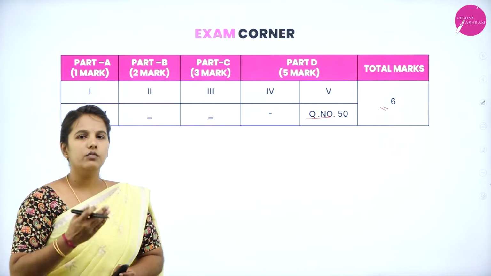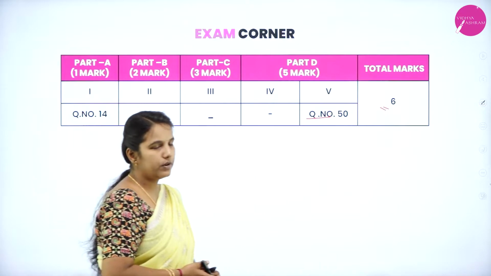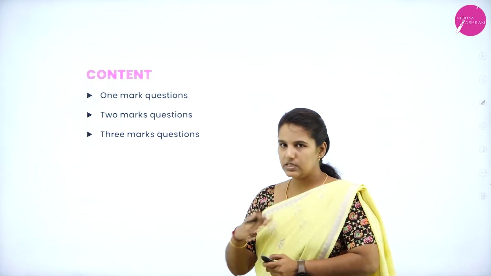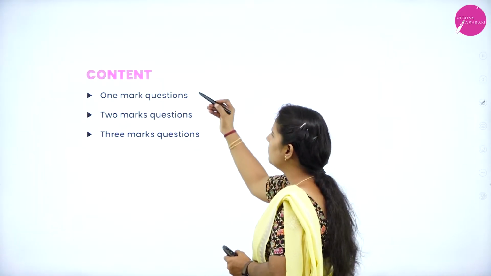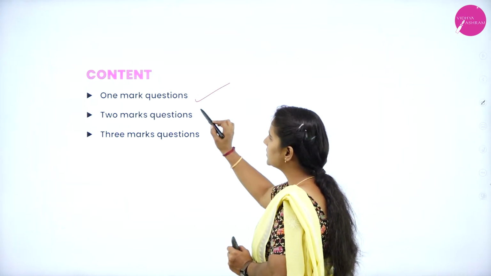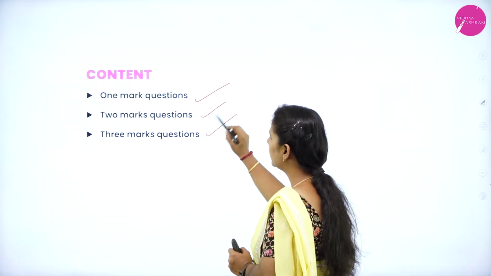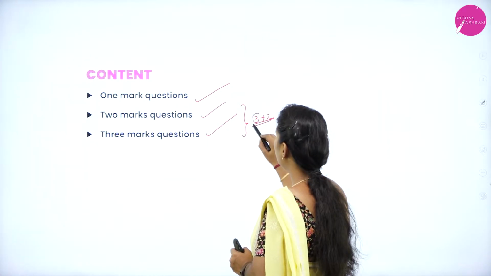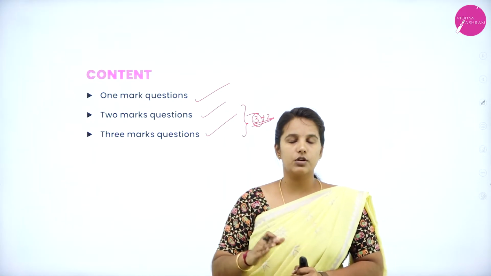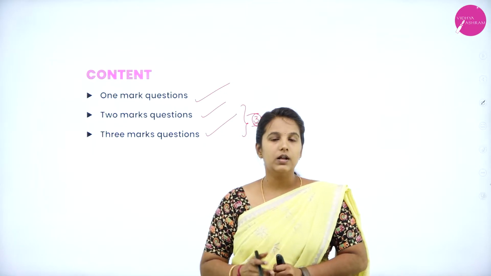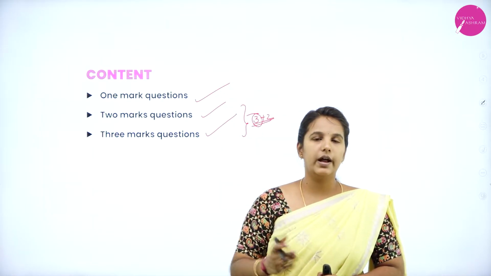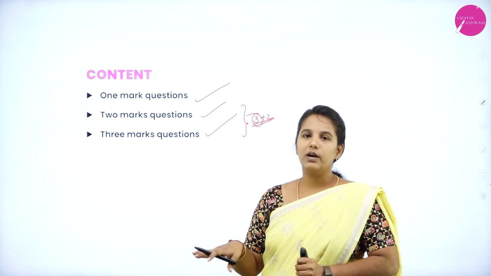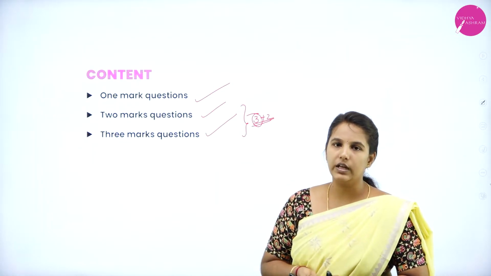So, we'll see what are the 1 mark questions which will be frequently asked from this unit. Before that, we'll see the pattern of questions. In this unit, we are discussing the 1 mark, 2 mark and 3 mark questions, because the 5 mark question has been split into 3 plus 2. We know that for the 3 mark question, they are definitely going to ask the differences between biodegradable and non-biodegradable polymers. So we'll see the 1 mark and 2 mark, and finally we'll go with the 3 mark.